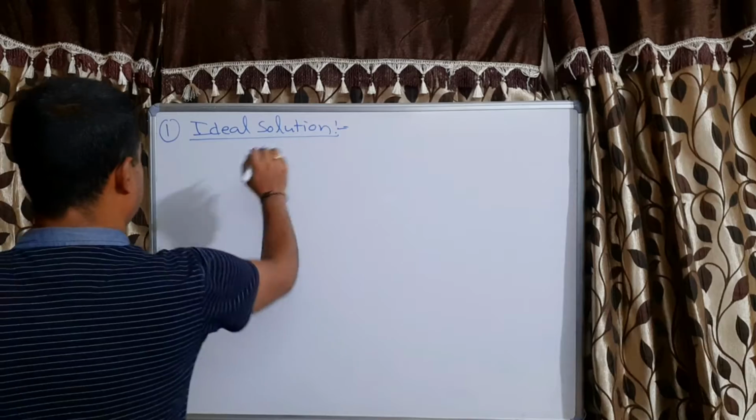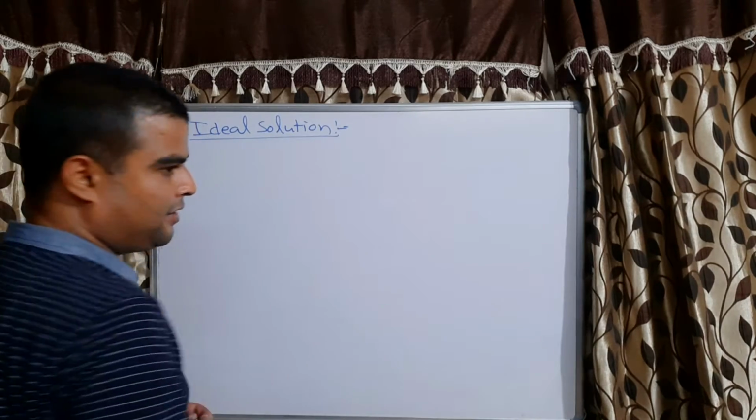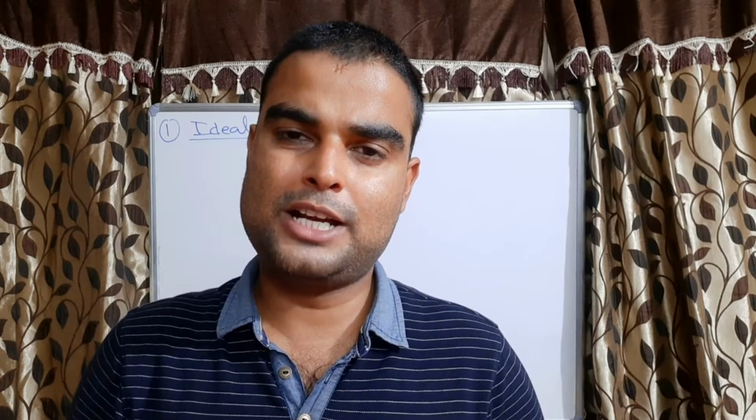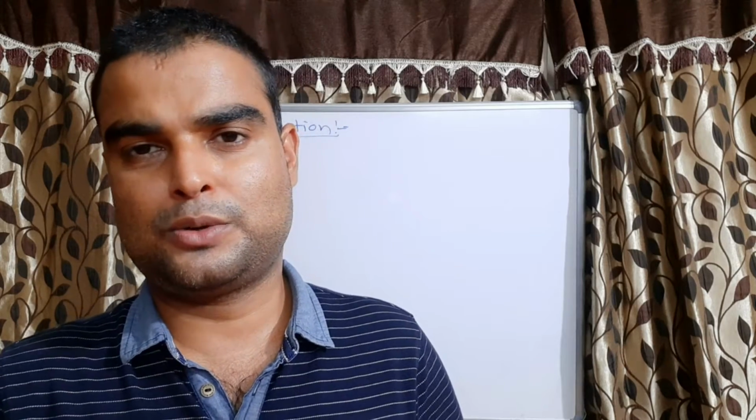First we will discuss ideal solution, correct? For understanding the ideal solution, first you should know a solution can be a two component solution, three component solution, or more than three component solution. So if we want to describe an ideal solution, first we have to fix the number of components. So let us consider a two component solution, correct? In the case of a two component solution, I will describe what the ideal solution is.